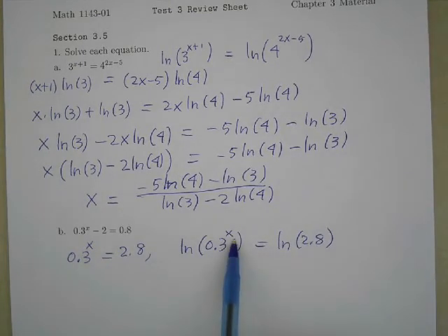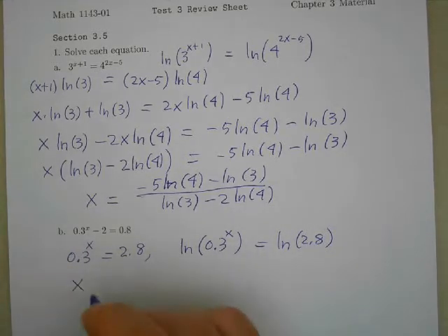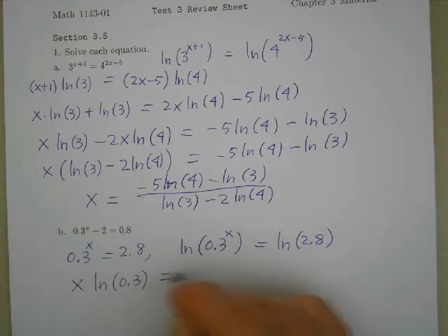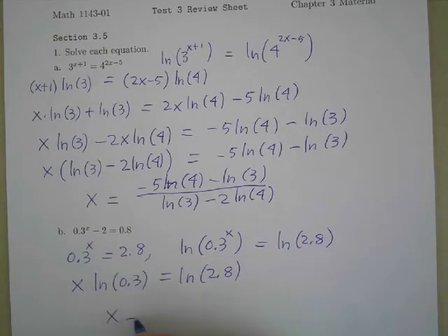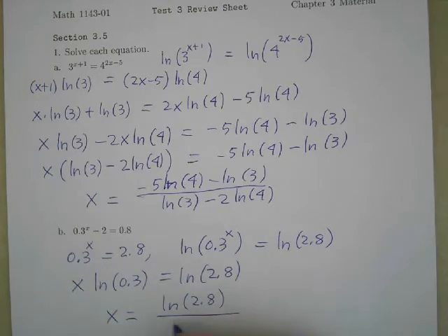And then using a property of logarithms, the exponent x is brought out front, so it's x times the natural log of 0.3 equals the natural log of 2.8. And then finally, divide both sides by the natural log of 0.3, and x equals the natural log of 2.8 divided by the natural log of 0.3.